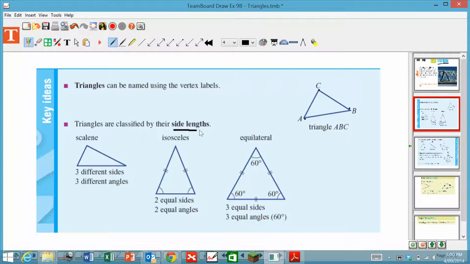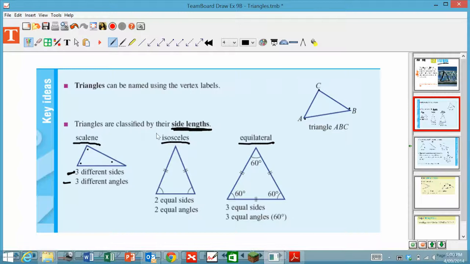One is by their side lengths. We've got a scalene, and you need to write all of these in your books, please. So make sure you've got your books there and you are pausing this if needed and writing these down. Scalene triangles have three different side lengths. All the side lengths of a scalene triangle are different, and the other thing that creates is three different angles. The angles are all different at each of the vertices.